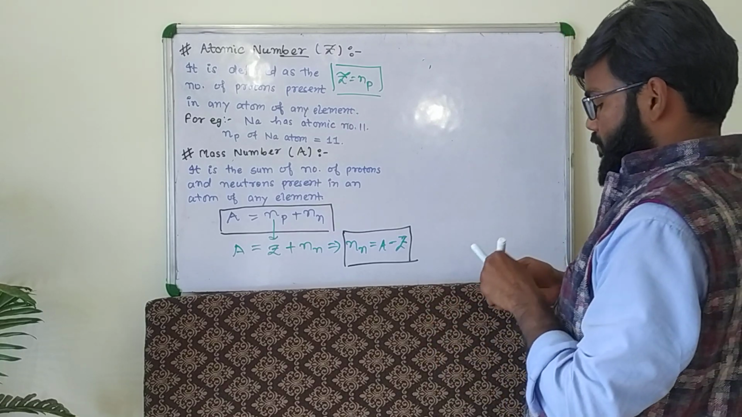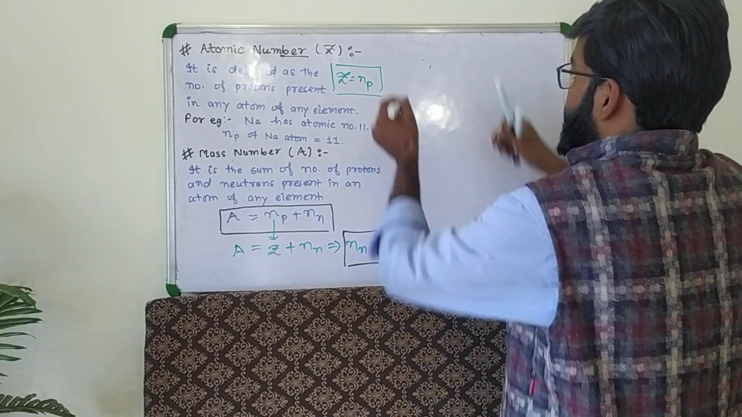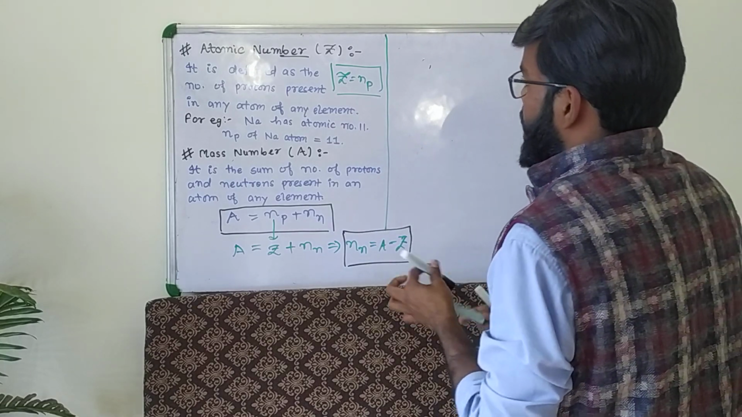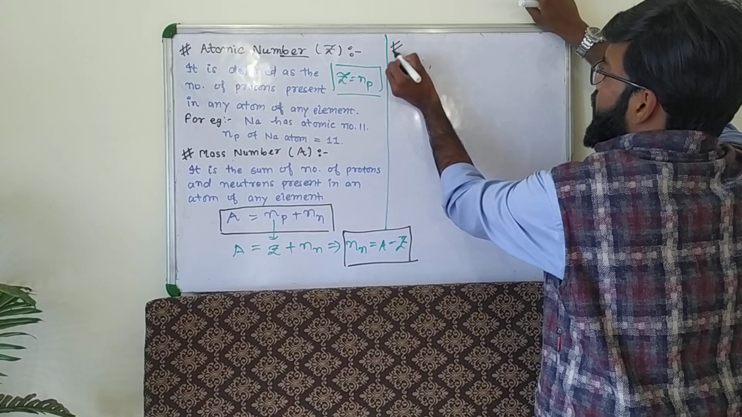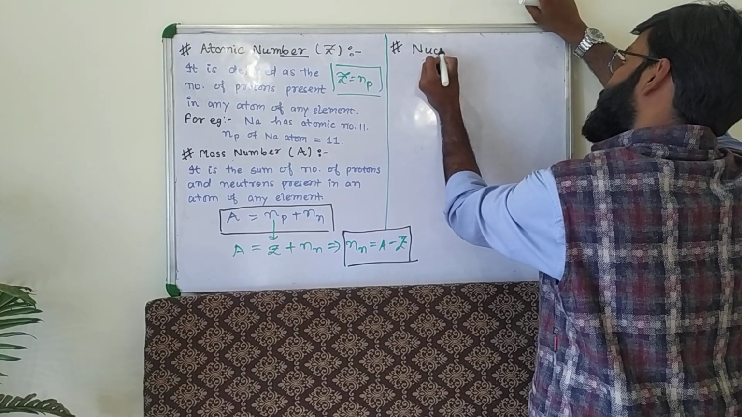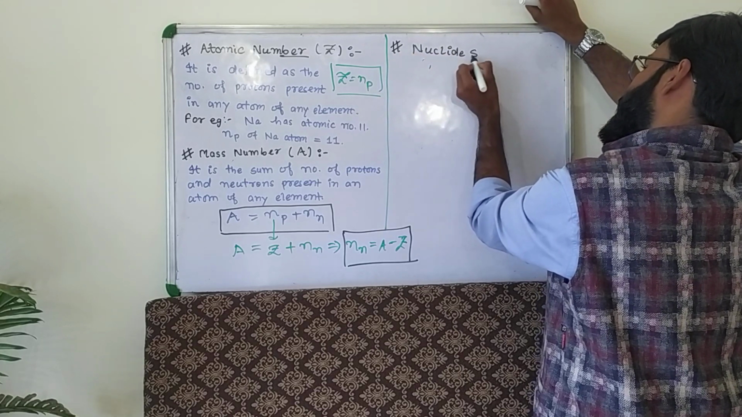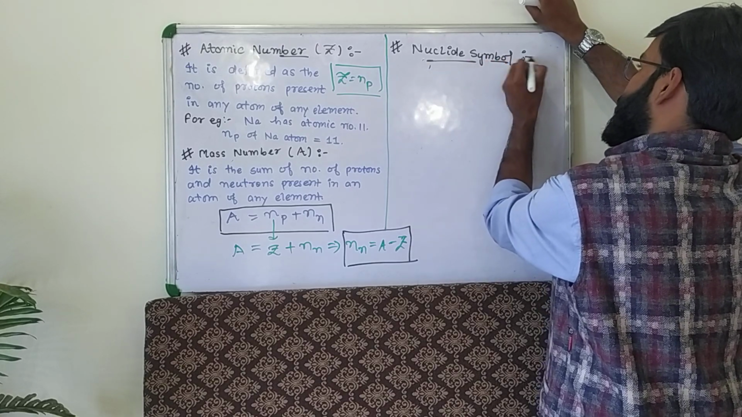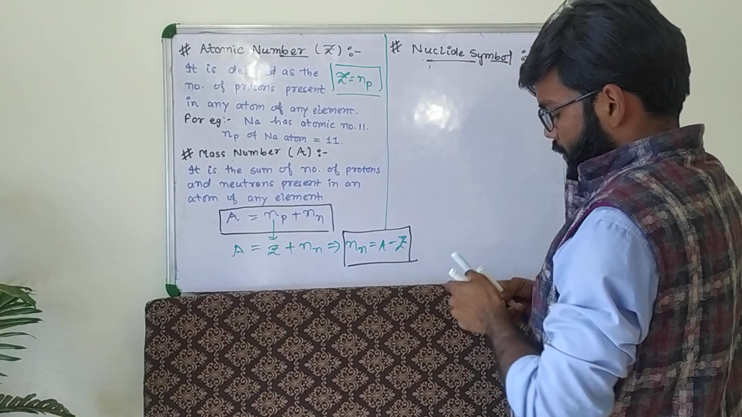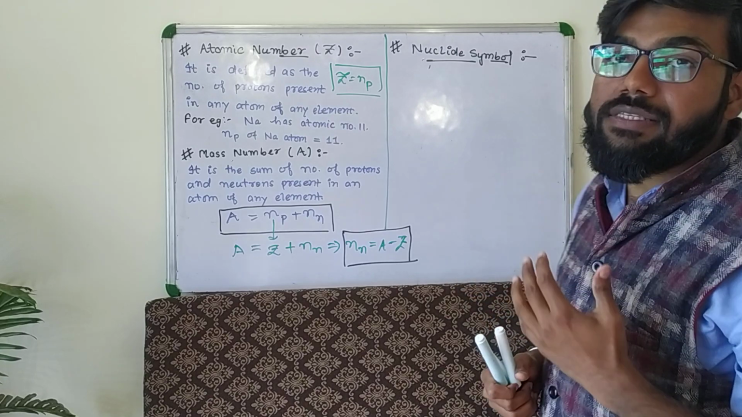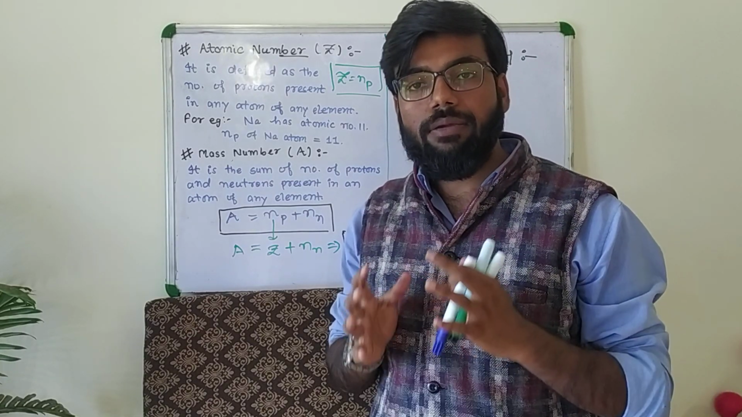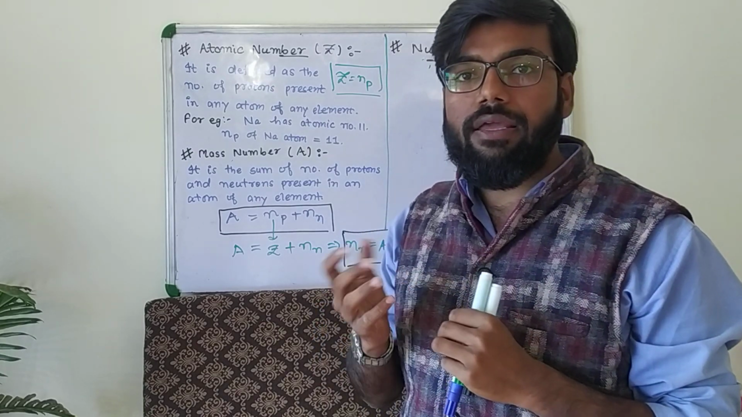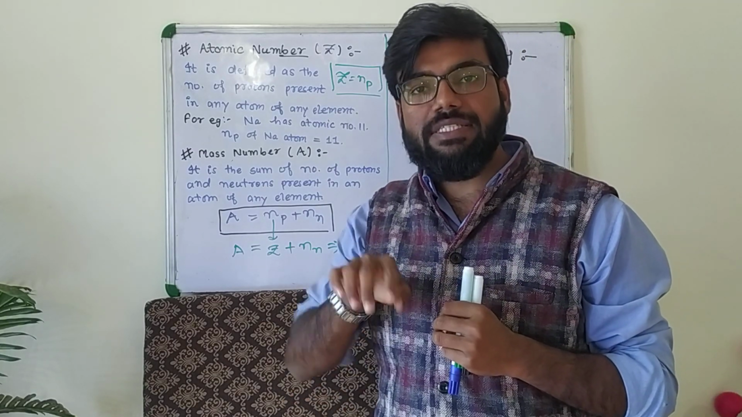What is meant by nuclide symbol? Nuclide symbol. It is a way of representation. It is nothing but a way of representation of an element with its symbol.